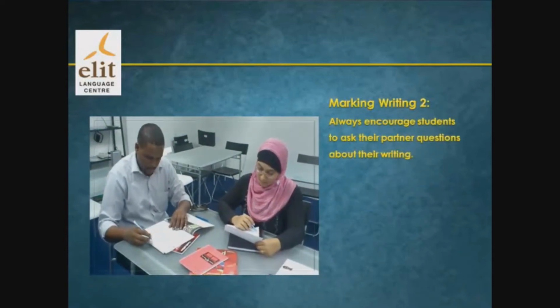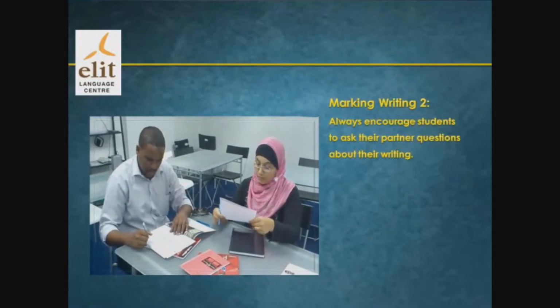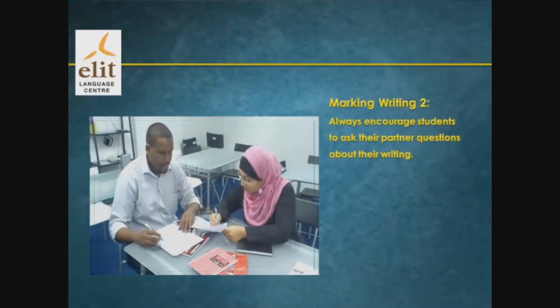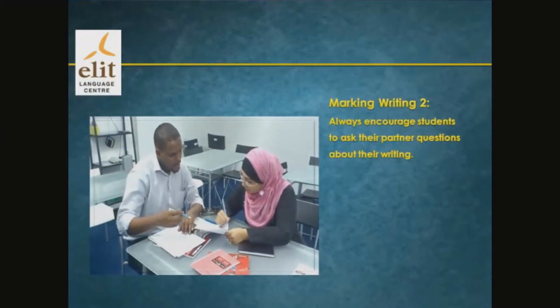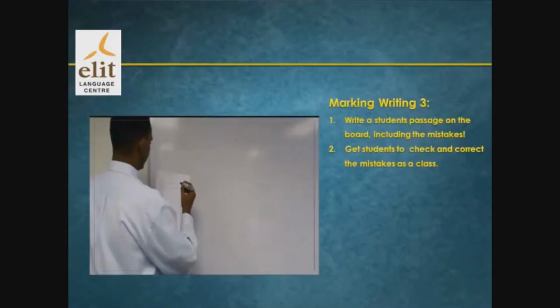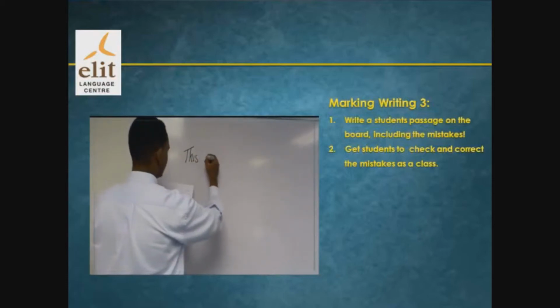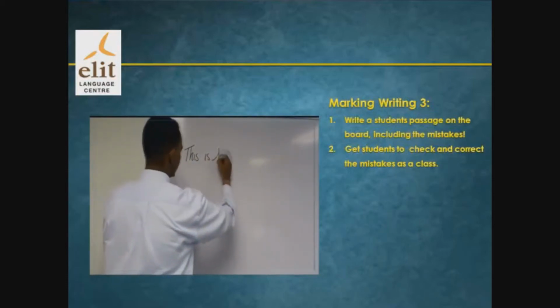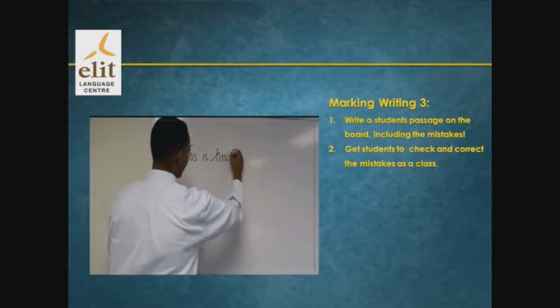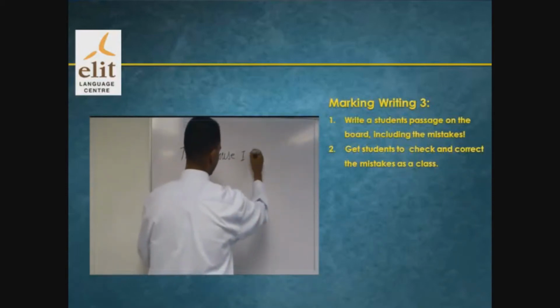The second kind of marking of writing is to get students, when they swap with their partners, to ask their partner a question about their writing if they don't understand something. Another way of marking writing is to get a student's passage and write it on the board, including the errors. Then get the students to correct the error either as partners or as a class.